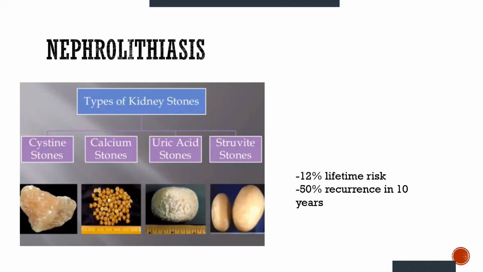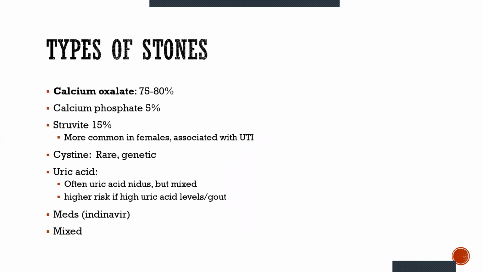These are the different types of stones: cystine, calcium, uric acid, and struvite being the most common, and then there's other less common types. So next slide. So calcium oxalate stones make up the majority, 75 to 80%.